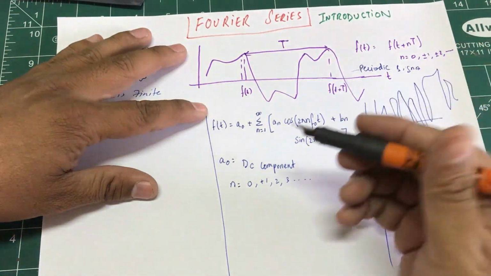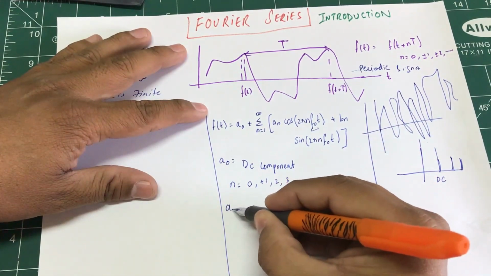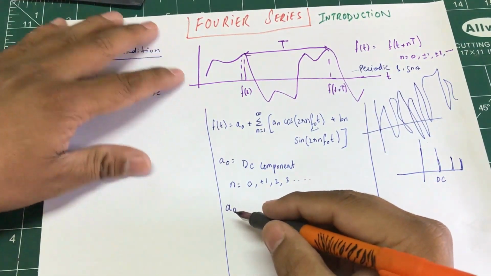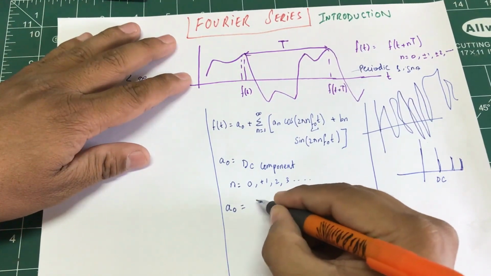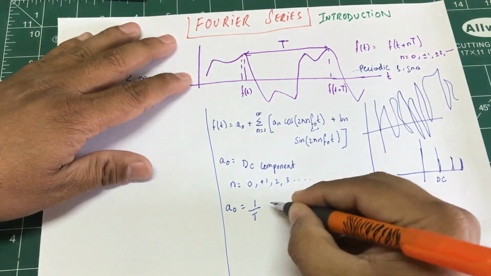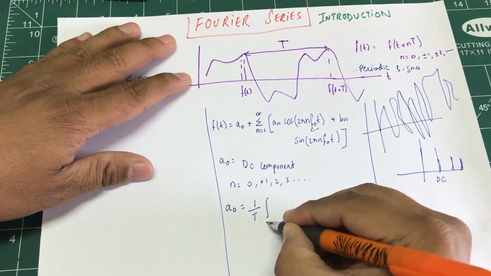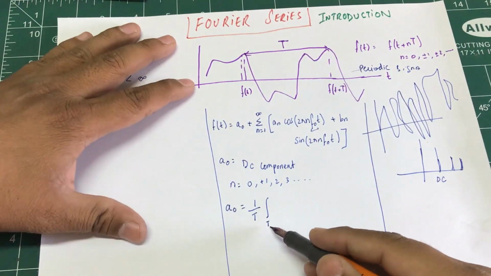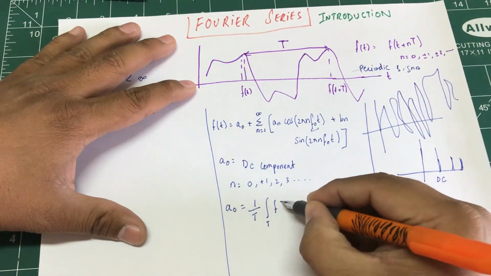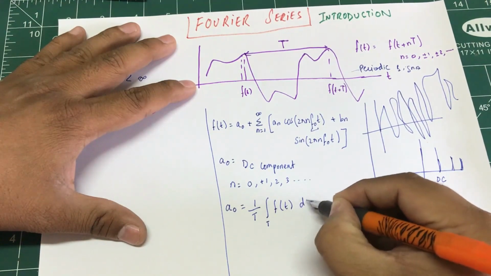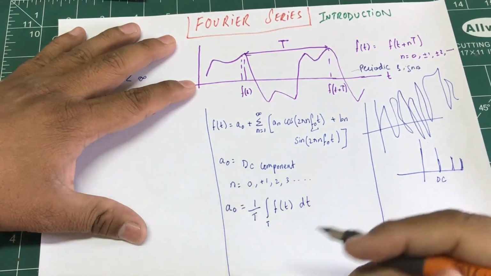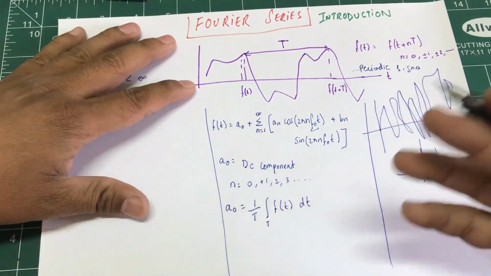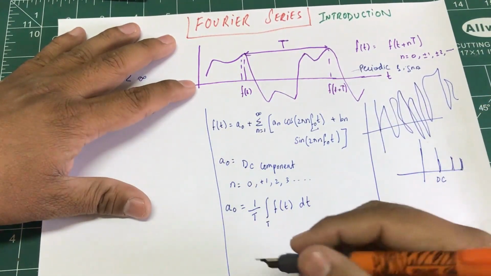All right, so a naught can be defined as 1 over T, and you integrate with respect to the period, f of t dt. This is one of the definitions most commonly seen in textbooks.